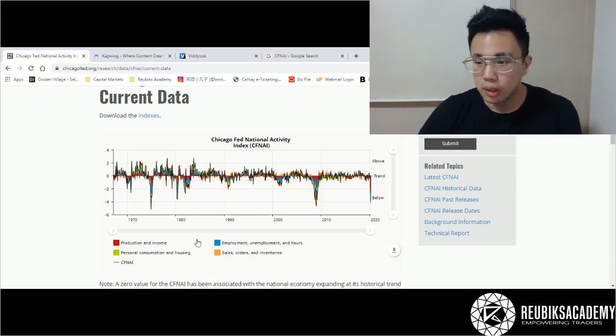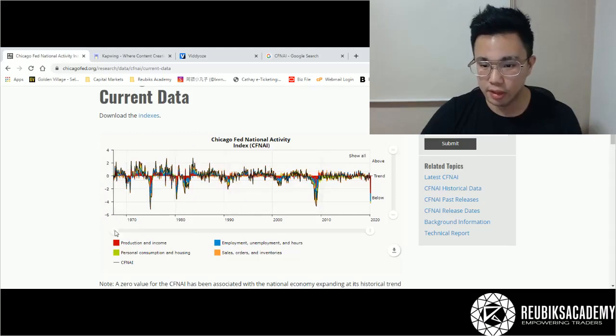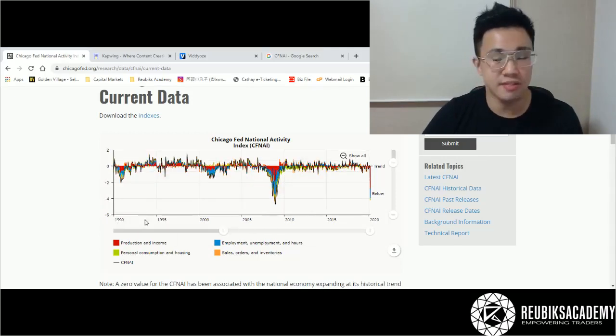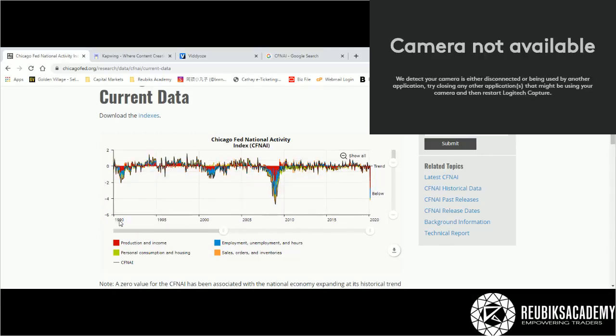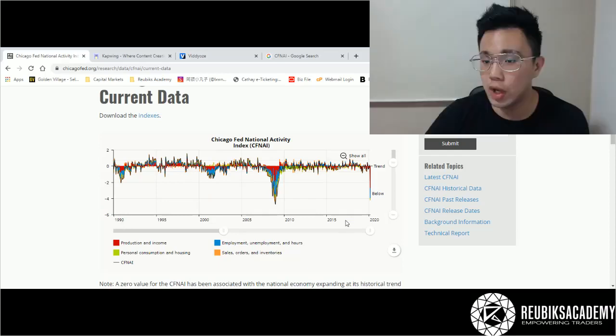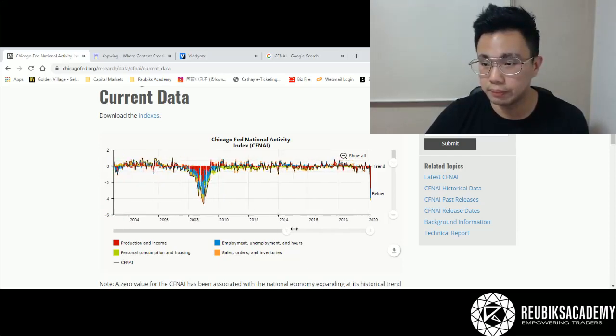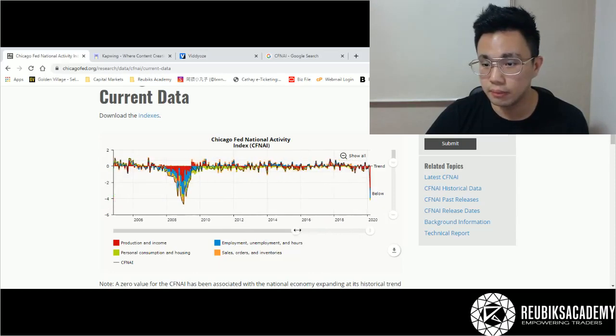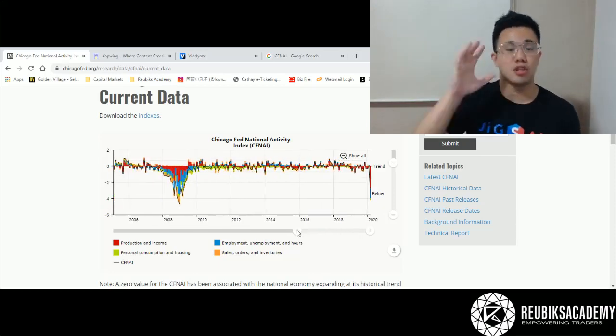Okay, so if you look at this scroll bar over here, instead of looking at 1970 all the way to 2020, I'm just looking at 1990 all the way to 2020. Alright, so let me scroll in all the way. Okay, I just want to stop here.